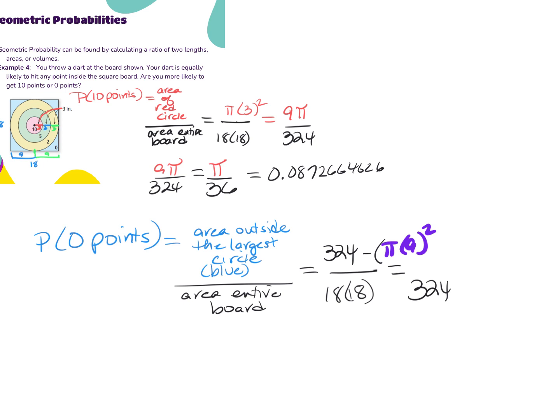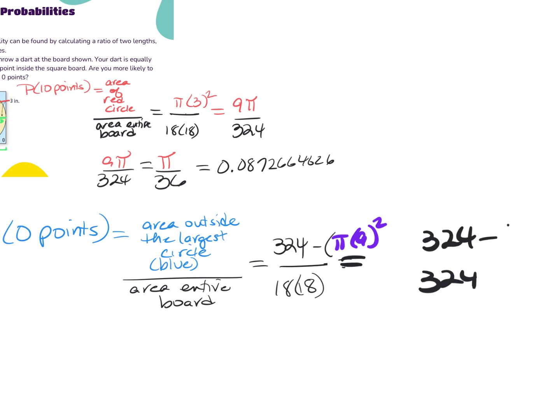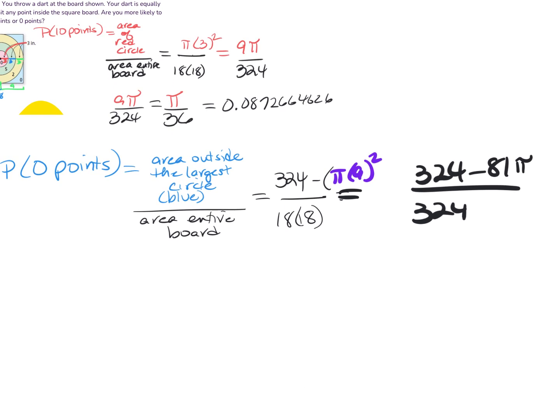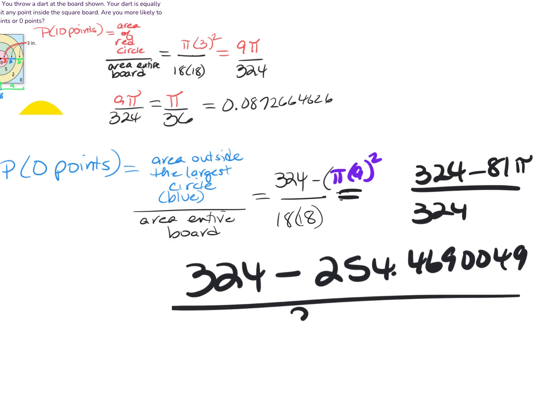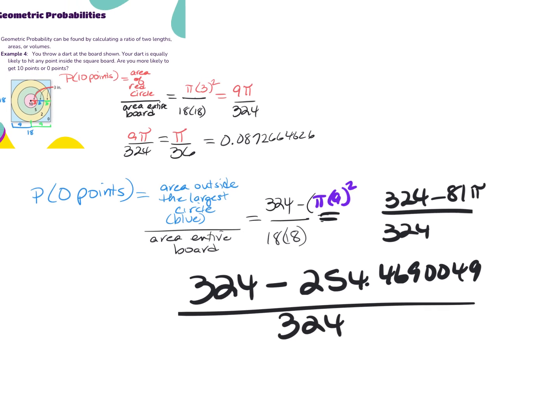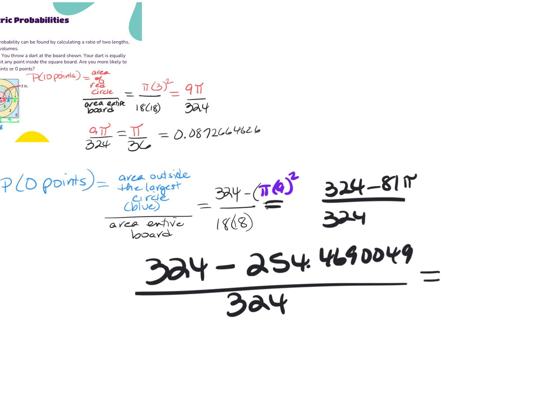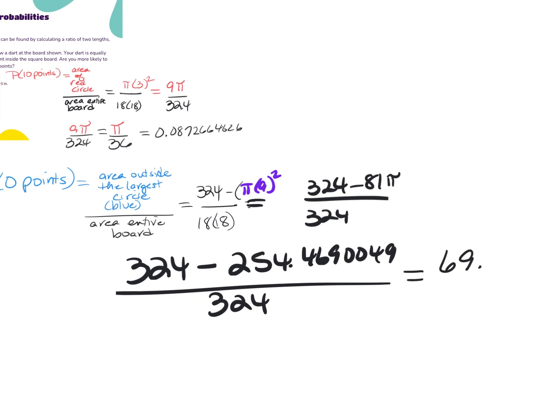So then that's going to end up giving me 324 minus 81 pi. So now I'm going to go ahead and do 81 times pi. So 324 minus 81 times pi is 254.4690049. And then I have to divide that by 324. So once I do the subtraction, 69.5309951. Divide that by 324.